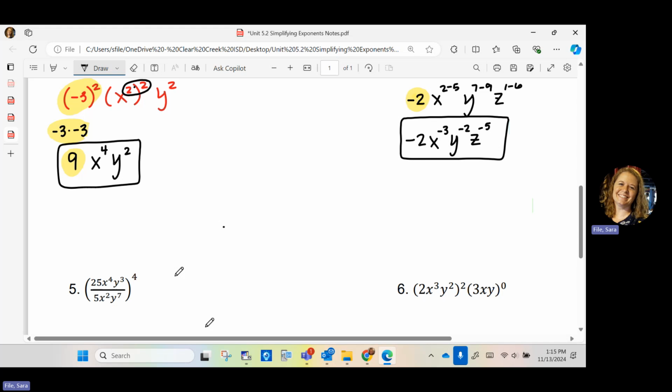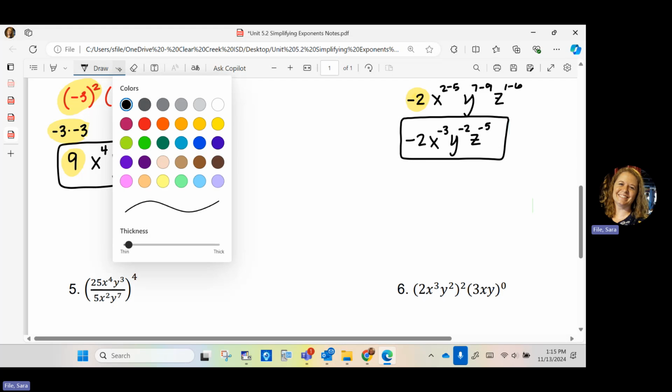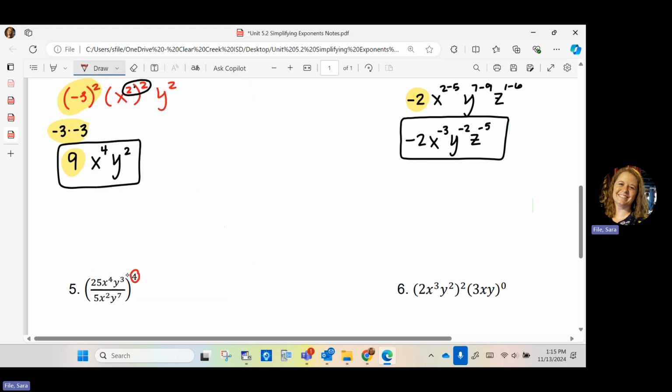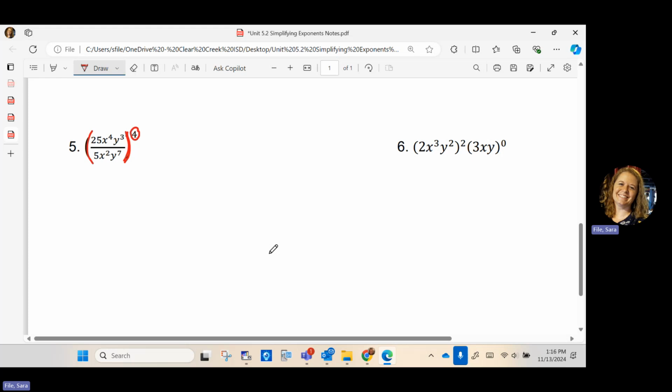All right, here's another division one, but it's also got the exponent outside the parentheses. So we've got to distribute that power of 4 to everything inside here. But there could be some simplifying done before I do that. So I'm going to simplify inside first. I'm going to look at the x terms together, the y terms together, and the constants together, and see if I can simplify this inside first. And then I'll distribute that power of 4.